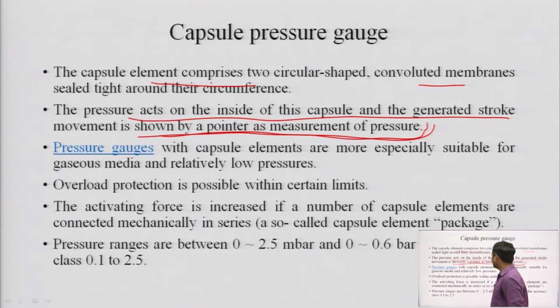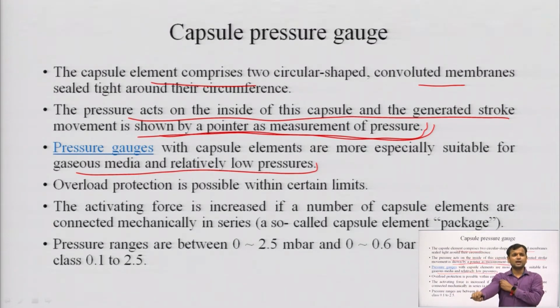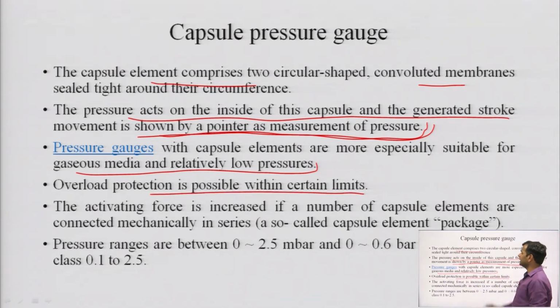Also, the pressure gauges with capsule elements are especially suitable for gaseous media and relatively low pressure. That means the capsule pressure gauge is advantageous in case of gaseous media, and also in case of low pressure. I told you about low pressure: pressure below 1 bar lies in the category of low pressure. Also, overload protection is possible within certain limits in case of the capsule pressure gauge.